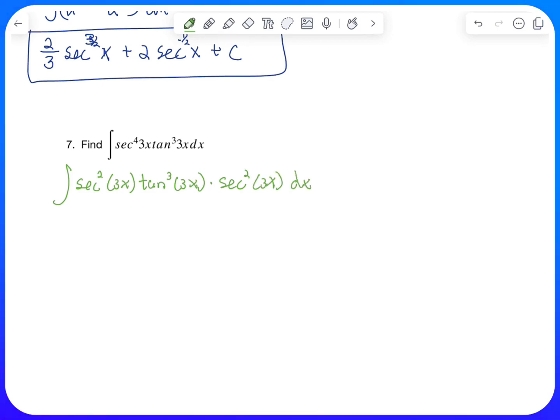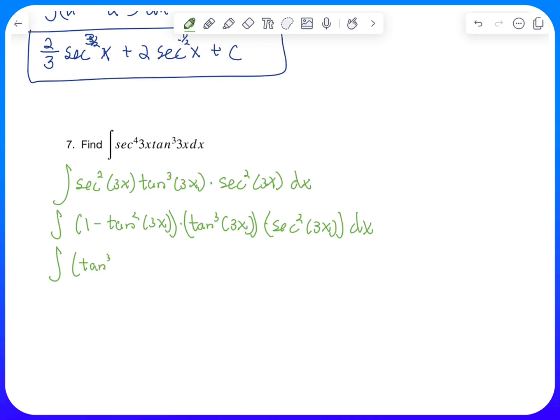Okay, then I'm going to replace the secant squared term with our Pythagorean identity of 1 minus tangent squared of 3x, and that's going to be times tangent cubed of 3x, which of course is times secant squared of 3x. Okay, so multiplying these tangent terms together, I get tangent cubed of 3x minus tangent to the 5th of 3x, all times secant squared of 3x dx. Now I'm ready for u sub.